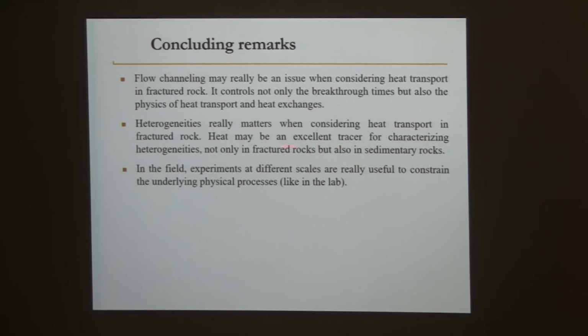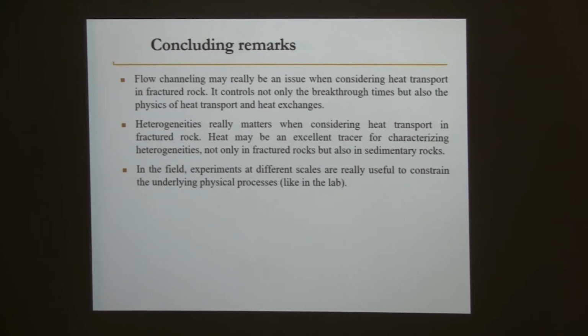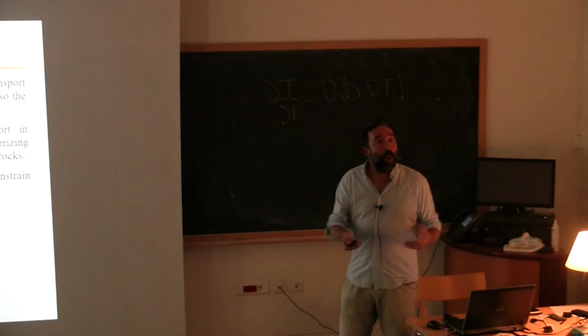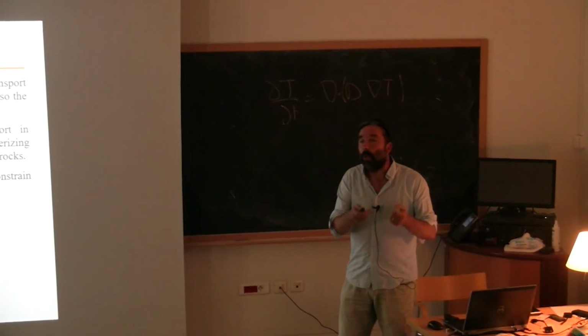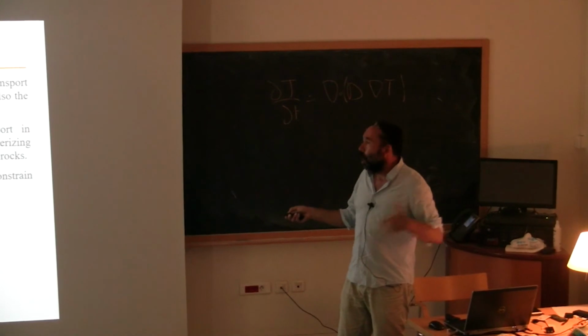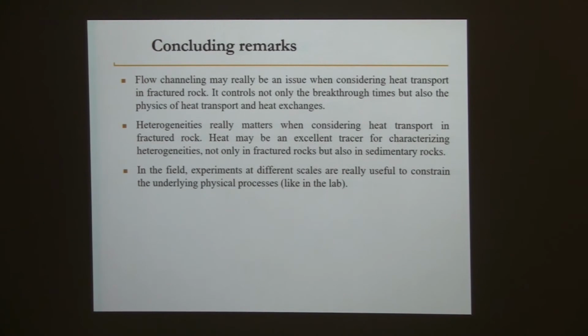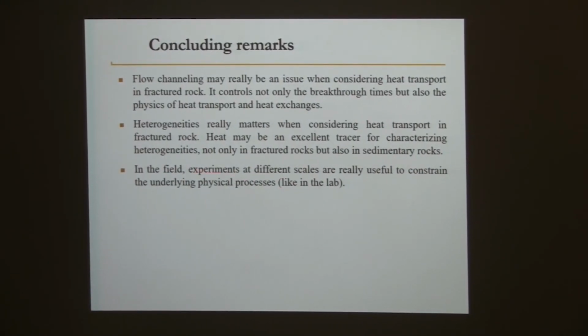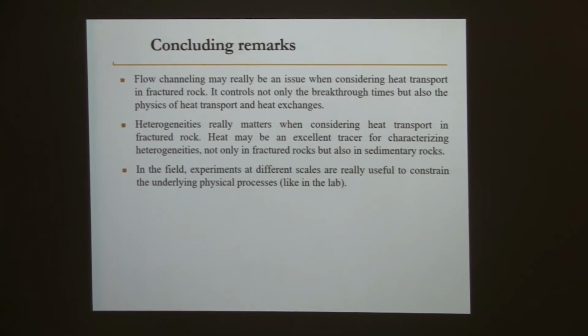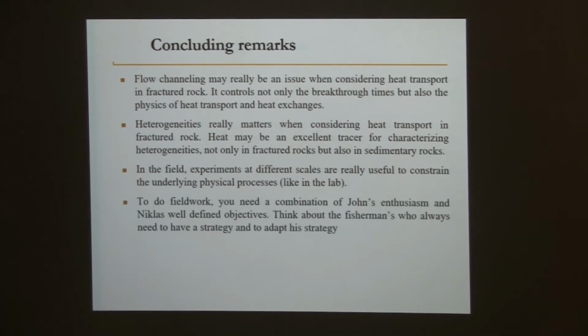But on the other hand, what is nice is that heat may be an excellent tracer for characterizing the type of heterogeneity and give you some insight about what's going on in the medium and how heat is transported in the system. So just a take-home message also is that in the field, experiments at different scales are really useful to constrain the physical processes. If we would not have experiments at different scales, if we would not be able to look at the scaling, it would be much more difficult to constrain the underlying physical process.